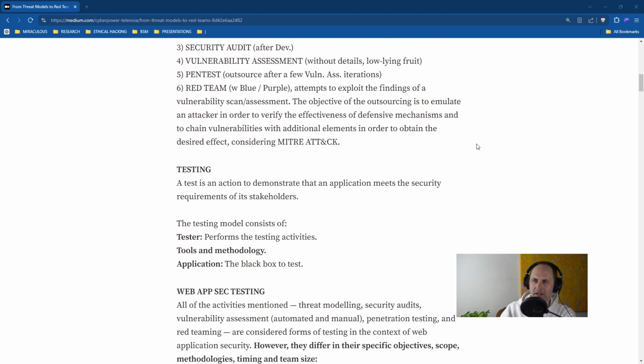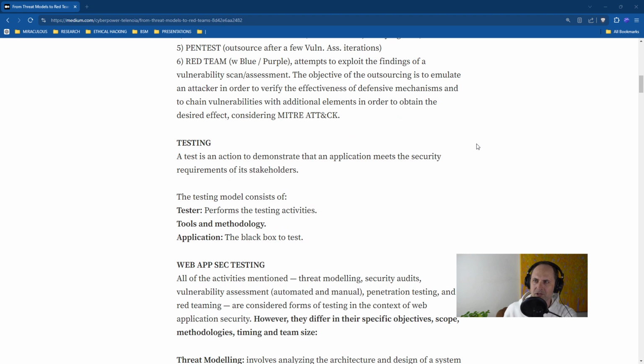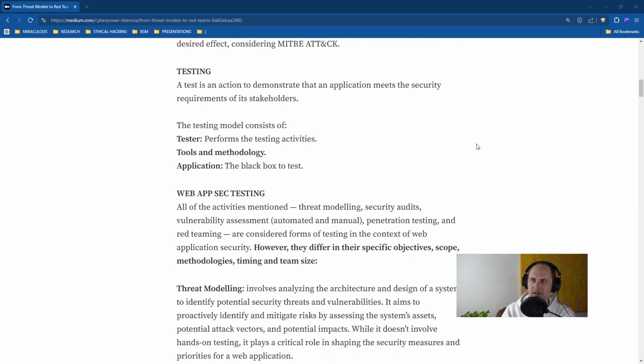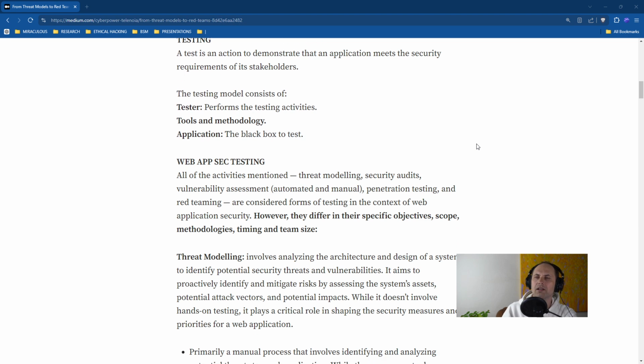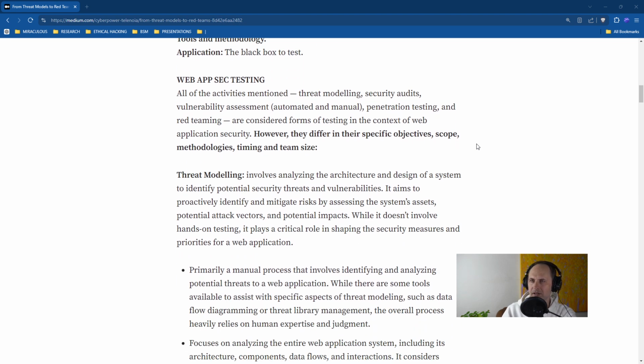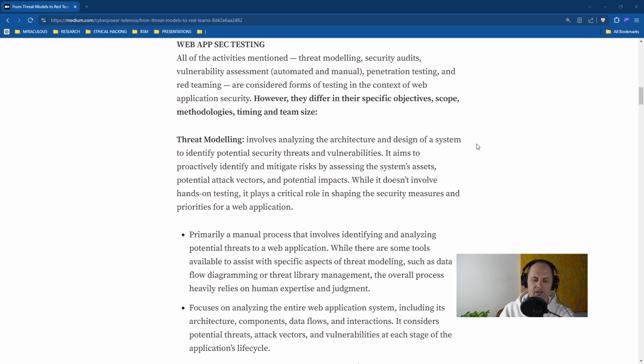That framework. Testing. A test is an action to demonstrate that an application meets the security requirements of its stakeholders. The testing model consists of the tester, performing the testing activities, the tools and methodology, and the application, the black box to test. Web AppSec testing: all of the activities mentioned, threat modeling, security audits, vulnerability assessment, automated and manual, penetration testing, and red teaming are considered forms of testing in the context of web application security. However, they differ in their specific objectives, scope, methodologies, timing, and team size. So we're going to get into each one of these.